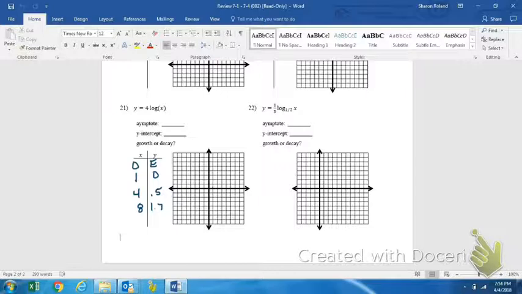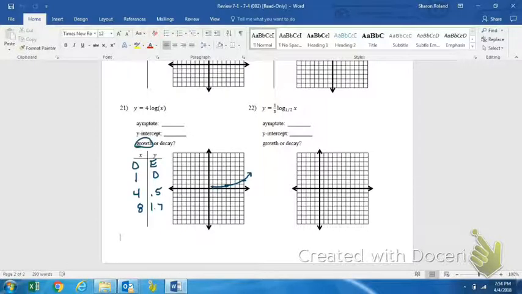So nothing at 0, you have 1, 0, 4, 2, 3, 4. It's going to be at about a half, somewhere in there. And at 8, it's going to be almost 2. So your graph is going to look something like this. Okay, but you remember that's going to be a growth.